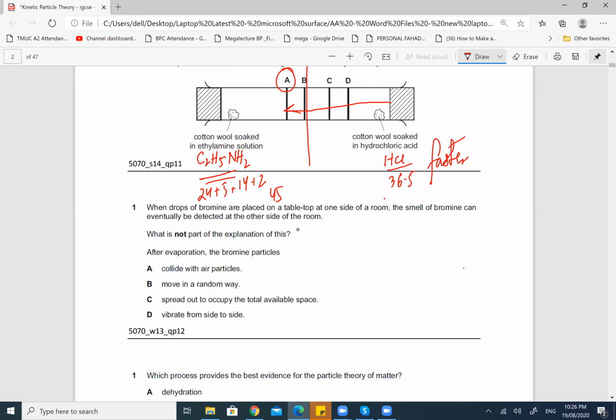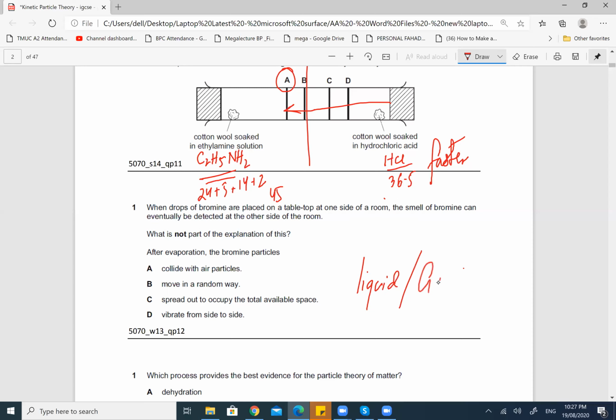Like bromine particles at one corner of the room, they spread out and you can smell it at the other end. So it's not B or C. They collide with it. It's D, because if it's a gas, it becomes a gas.